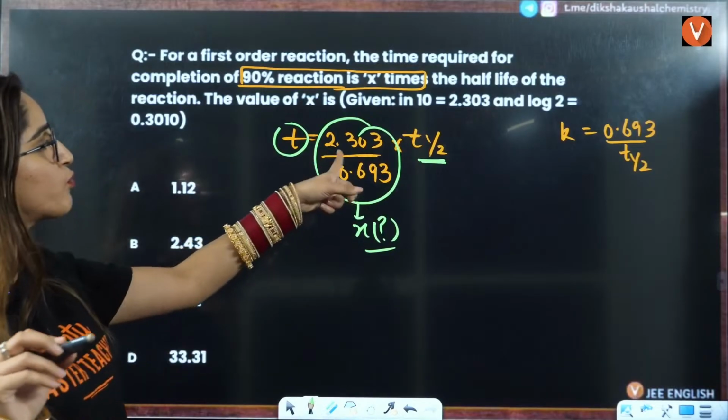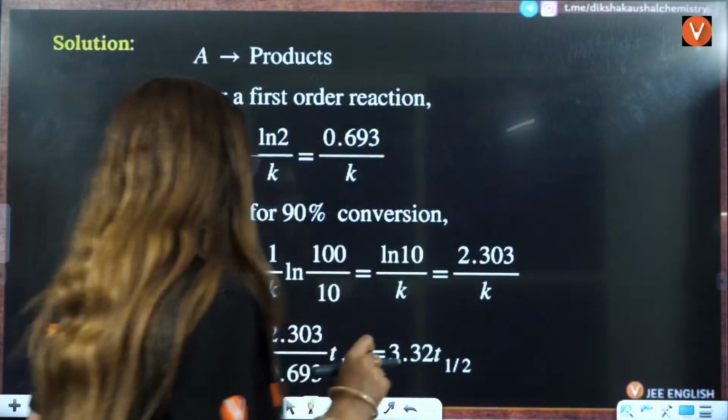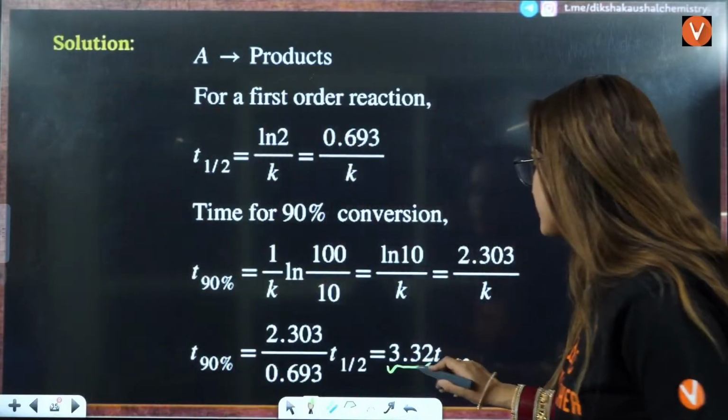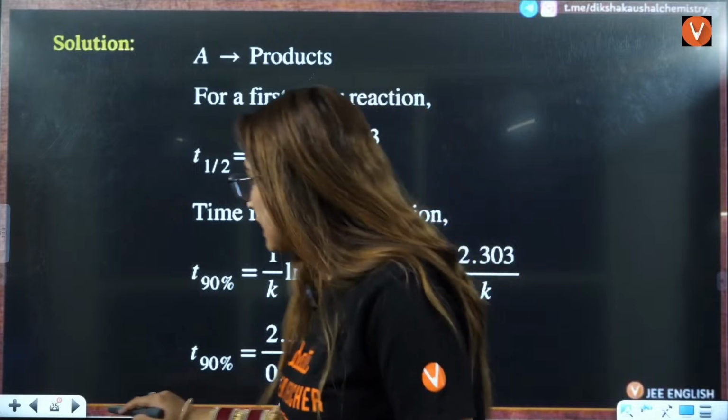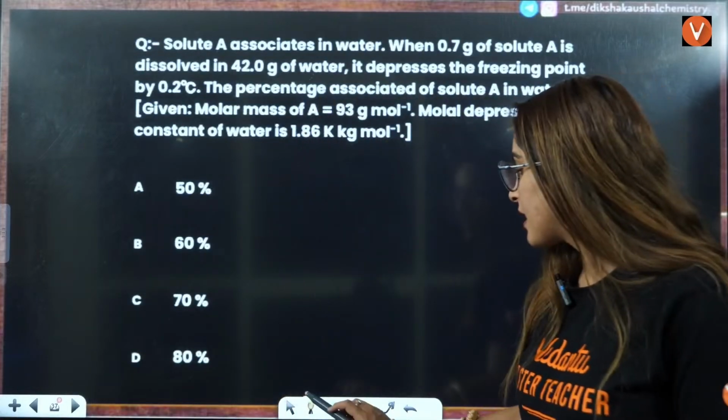That is the value of 2.303 divided by 0.6. You have to find this value, and with that you will get the value 3.32. And the answer is going to be B. C is the correct answer here, right?